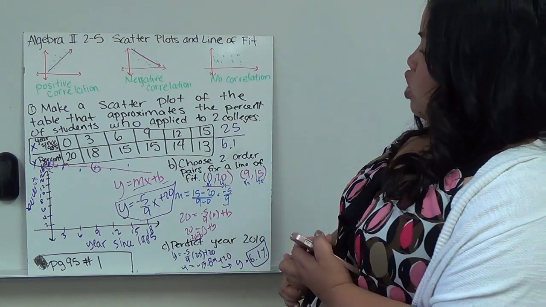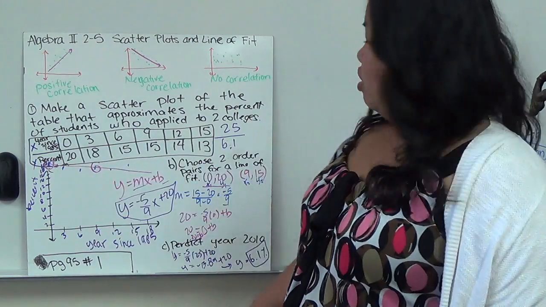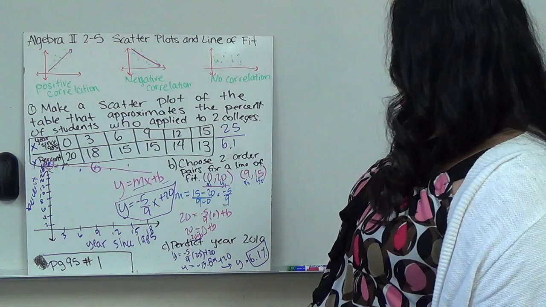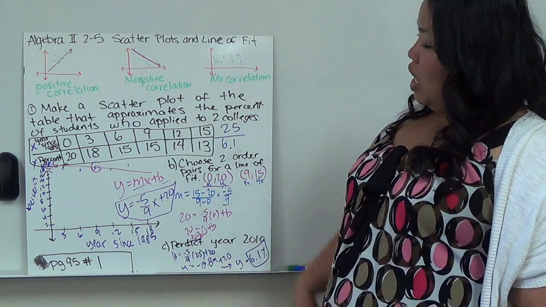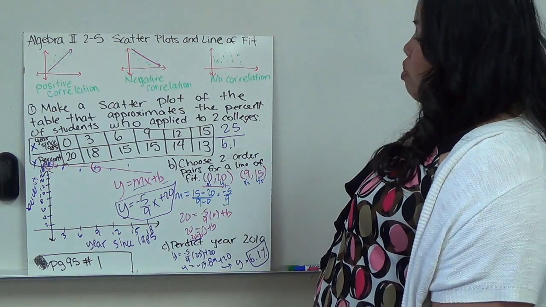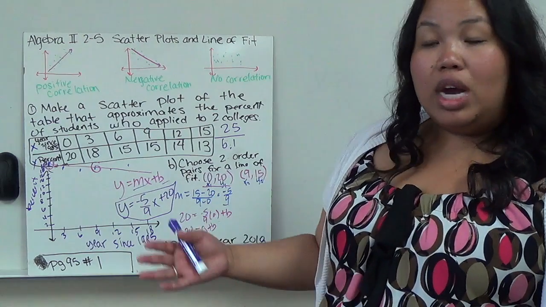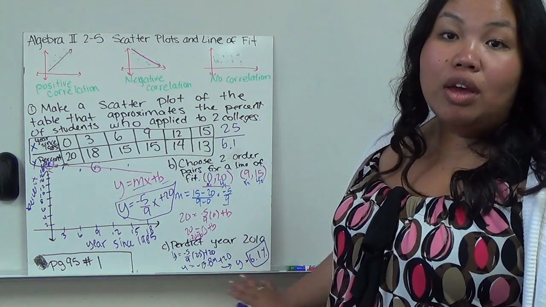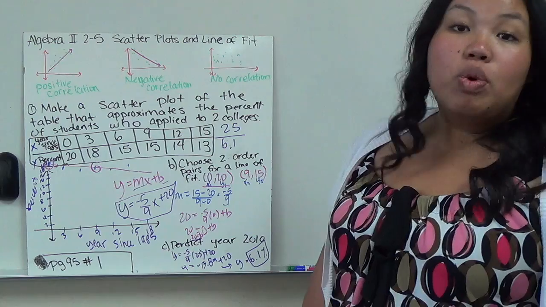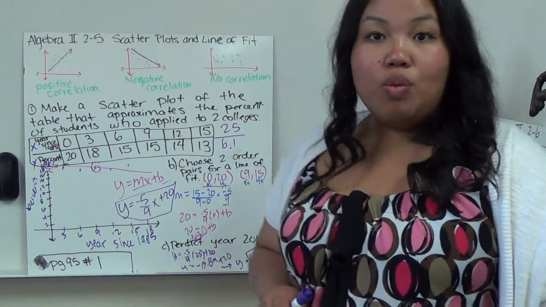Okay? You find 2 points on the line of fit, find the equation, and then from there, you can plug in anything for x or y to solve, to be able to predict for future years or future times. So go ahead and write this down and try page 95, number 1, and I will see you in class.